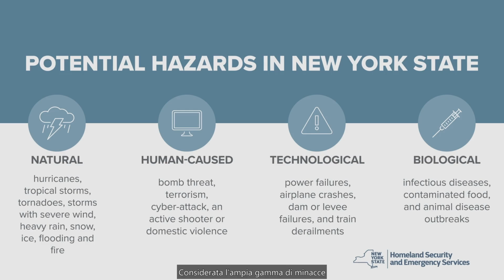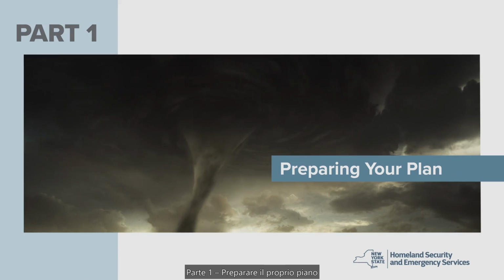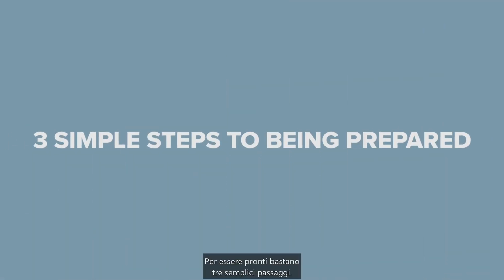Given the wide array of threats which put our state at risk, every New Yorker needs to be prepared for any number of types of hazards and situations where everyday needs may not be readily available. Planning and acting with common sense can make all the difference in a dangerous situation. Part 1. Preparing your plan. During an emergency, it is always better if you have a plan you can use to guide your response. Being prepared takes 3 simple steps.